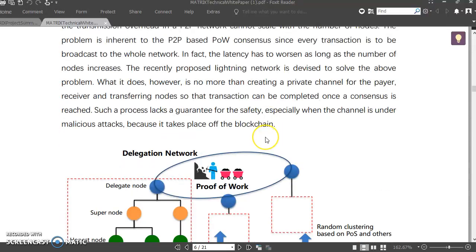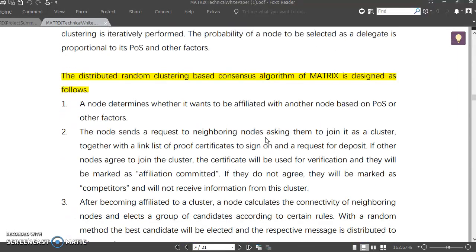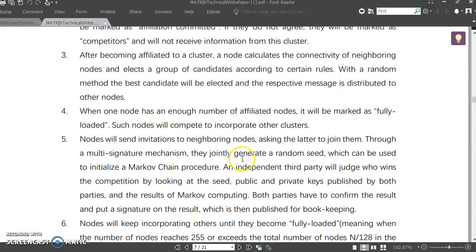So let's continue and talk about the key technologies of the Matrixchain. The distributed random clustering based consensus algorithm. What they want to do with this system is bring in a hybrid of proof of stake and proof of work consensus model based on a stochastic network contraction.